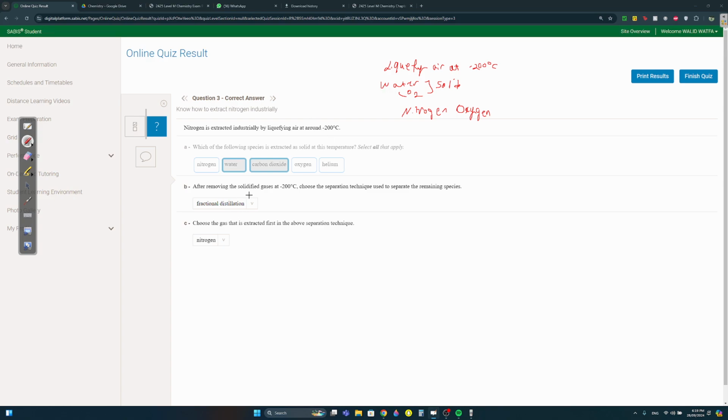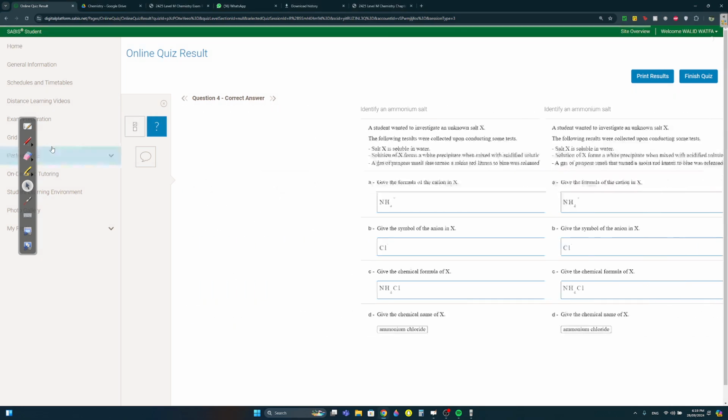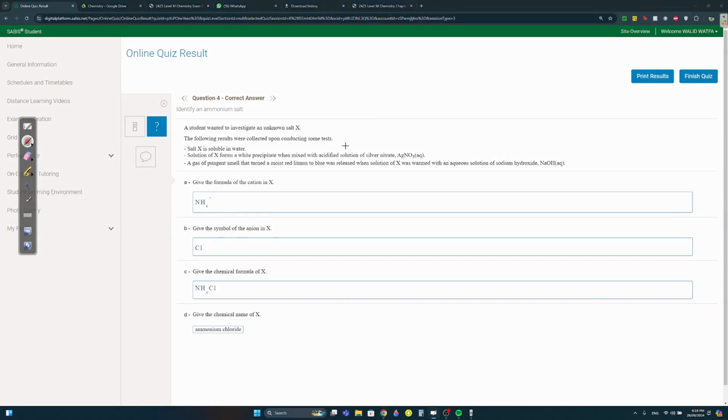After removing the solidified gases, what separation technique? It's fractional distillation, not simple distillation, fractional. Careful. And what gas is extracted first? Surely nitrogen. Very easy. Nitrogen is the one we're trying to obtain, so surely it is going to be the answer.